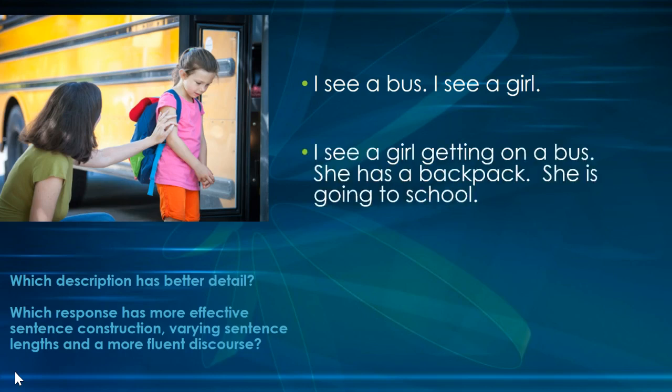In this particular example, I see a girl getting on a bus. She has a backpack. She is going to school. So now we have a little bit more information about the picture, but we still really don't have that variety of sentence lengths or the constructions of sentences that we're looking for that shows us a more fluent discourse.